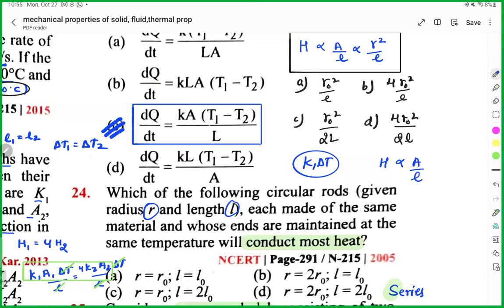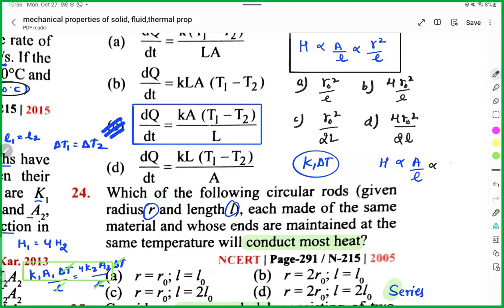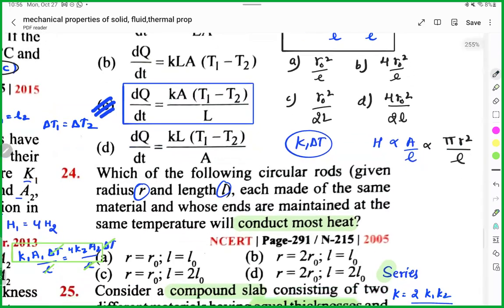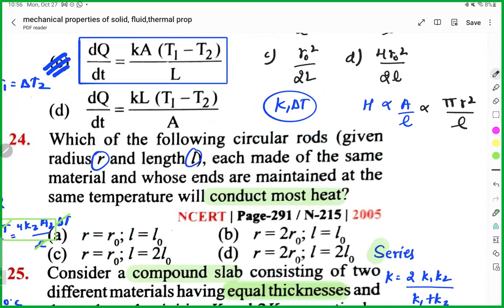Yes. What is the area formula? Pi r square by L. So it means heat depends directly on the square of the radius and is inversely proportional to length. Now, in all four options, you have to check the length value and then calculate. Make sense? Yes, Pratigya.